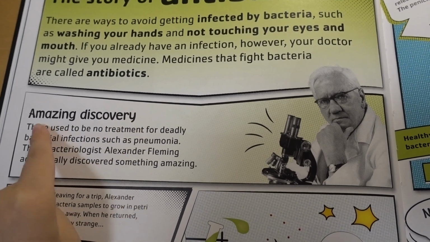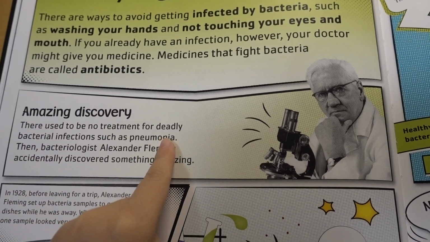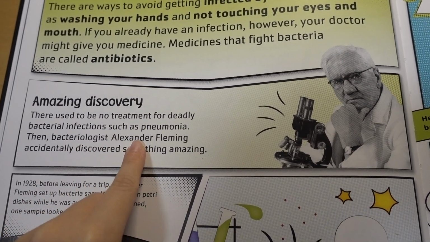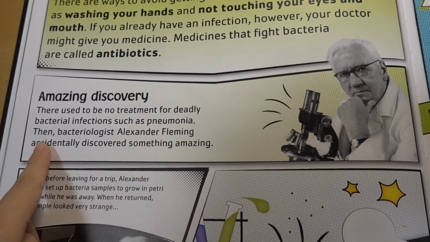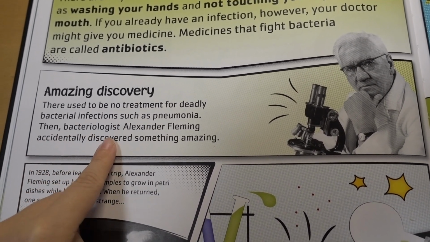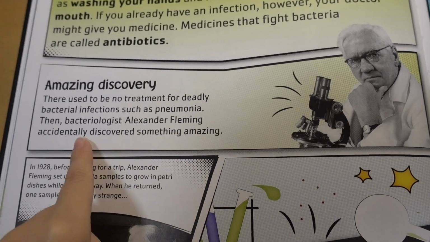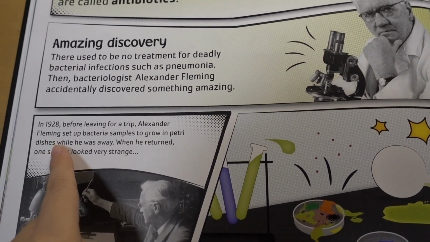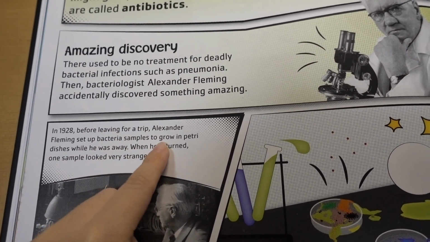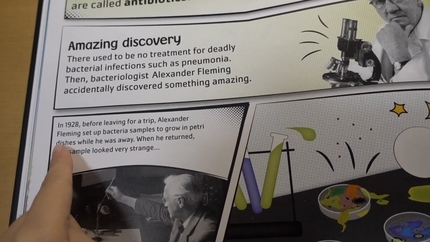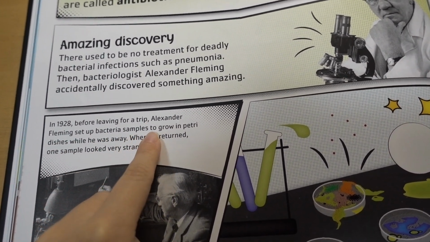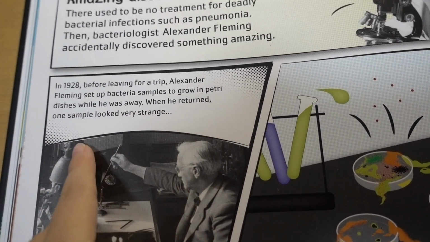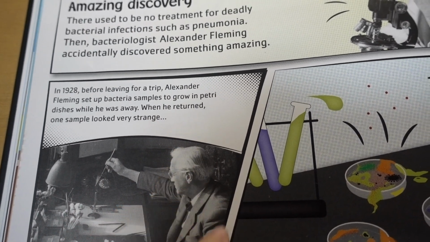Amazing discovery. There used to be no treatment for deadly bacterial infections such as pneumonia. Then, bacteriologist Alexander Fleming accidentally discovered something amazing. In 1928, before leaving for a trip, Alexander Fleming set up bacteria samples to grow in petri dishes while he was away. When he returned, one sample looked very strange.